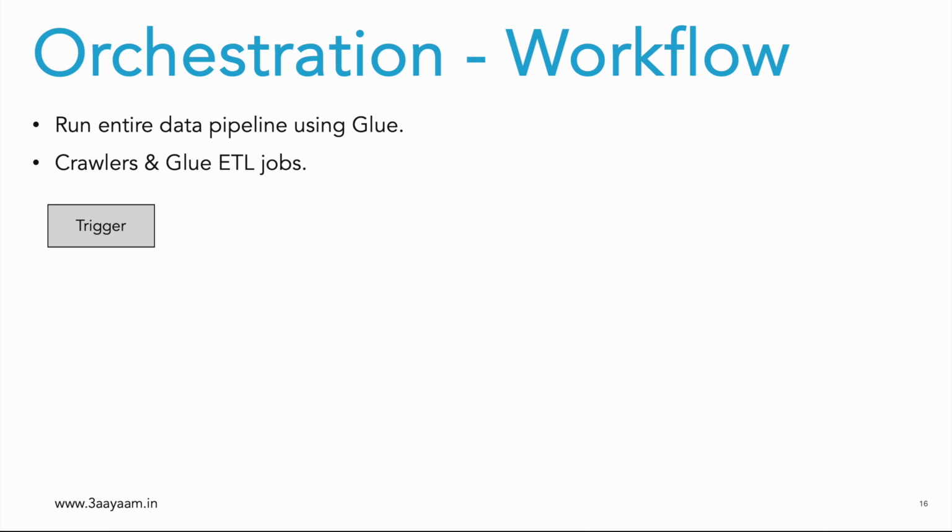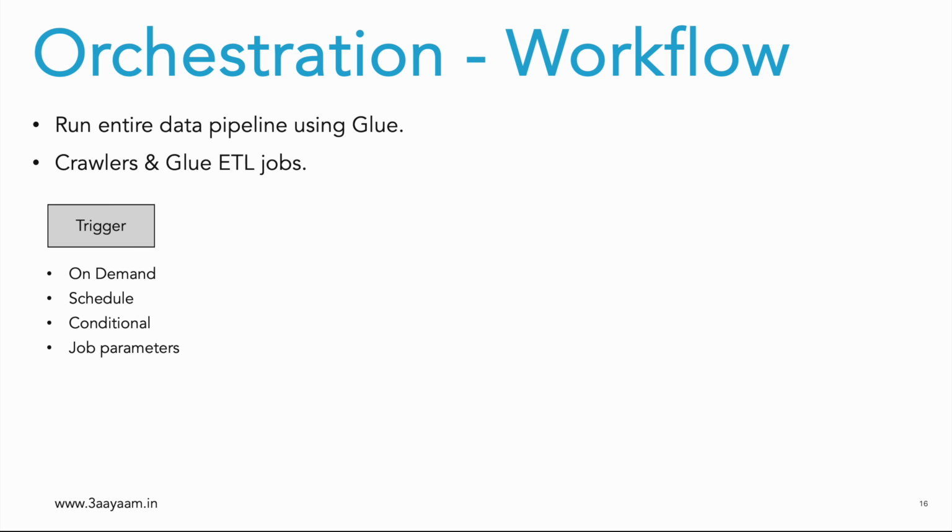First of all, you need to have a trigger which will trigger the entire pipeline. There are four types of triggers available in Glue workflow. The first one is on demand, which is used to run the entire workflow at a certain point in time based on our requirement. Then you have a schedule, using which you can mention that the pipeline should run every day at a certain interval in time.